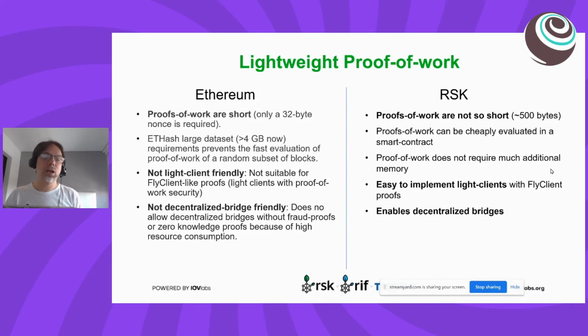For instance, the ideal light client is one that follows hash rate, and you can do this very efficiently using a protocol called FlyClient. But FlyClient requires you to sample blocks from the blockchain at random points, and you evaluate the proof of work of those blocks. And this is very expensive in Ethereum because you have to pre-calculate this huge data set for each of these blocks. So it's not very light client friendly, Ethereum currently.